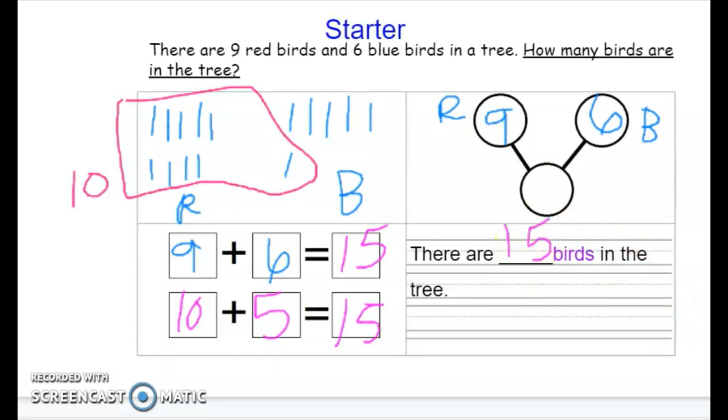15 is our, let's go ahead and fill that in for our number bond too. 15. There are 15 birds in the tree. 15 is our solution. It's also our total or our whole. And birds is our unit because it's the thing that we're counting. Great job, my friends. Let's go straight into the teacher model.